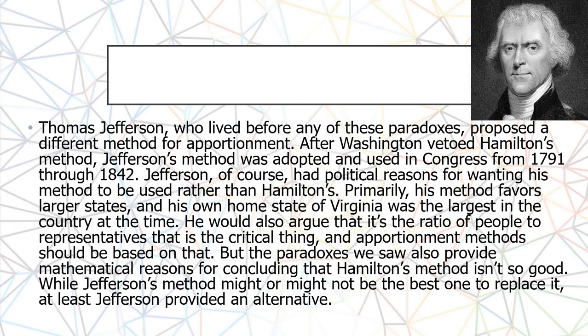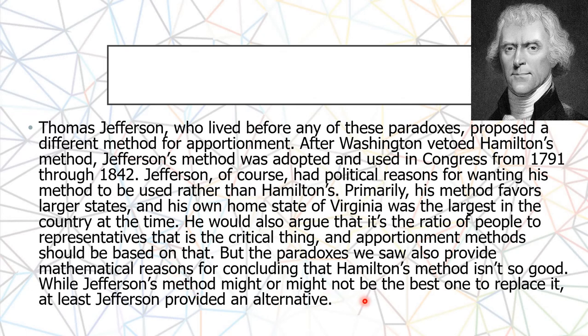Because he is a politician, there is a political reason behind his wanting to create his own method. His method, of course, would favor larger states and his own home state of Virginia. He was from Virginia, which was the largest in the country at that time. He would also argue that it's the ratio of the people to the representative that is the critical thing, and apportionment methods should be based on that.